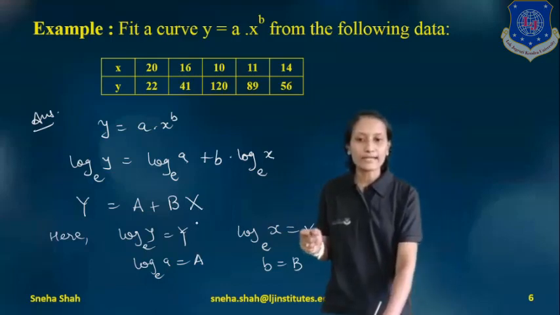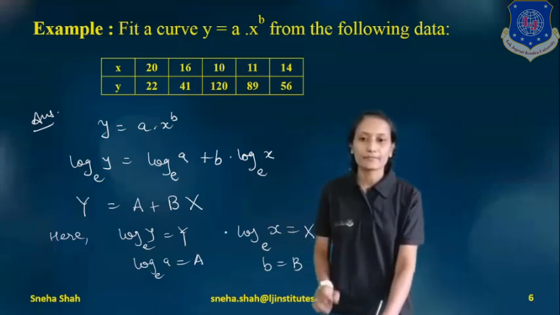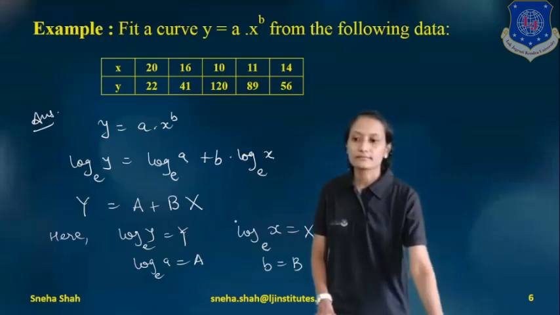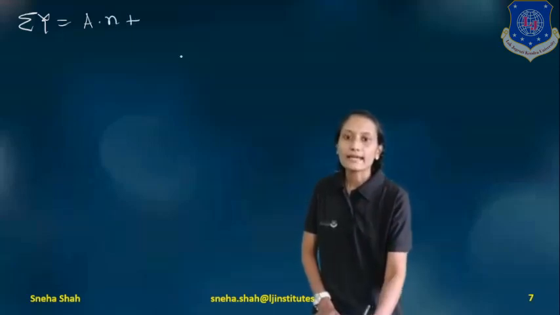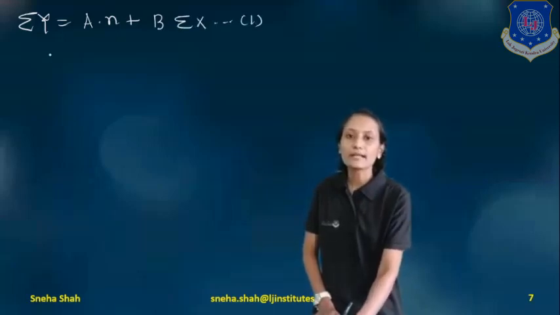Now first of all, we have to find out the normal equations of this term. So what will be the normal equations? If we multiply the equation by 1 and take the summation, we will find the first normal equation, and if we multiply the whole equation by x and take the summation, then we can find the second normal equation, right? So the first normal equation is summation capital Y equals A into n, because summation 1 equals n, and the next term is B into summation x. So this one is normal equation 1.